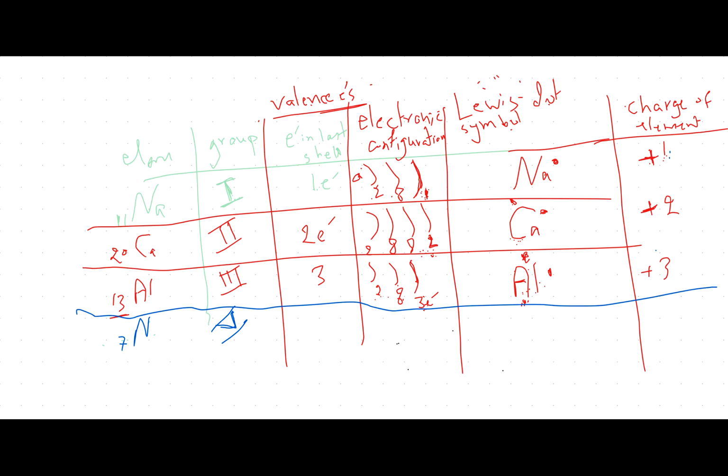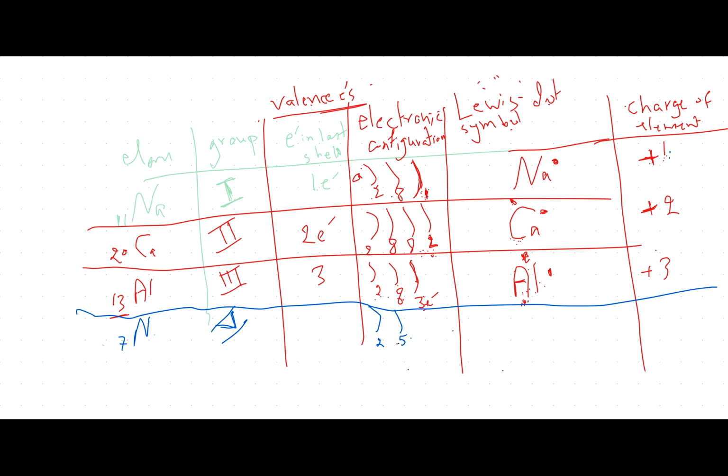Okay, let's see. It has 2, and then the second shell, how much has? The total is 7. We put 2 in the first. You would have 5. Yes, very good.